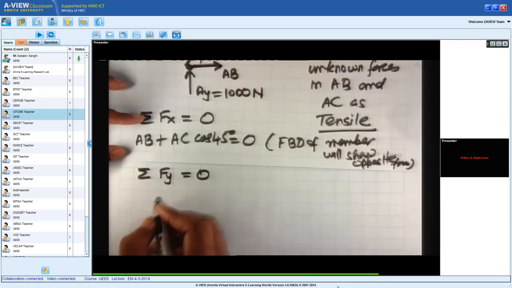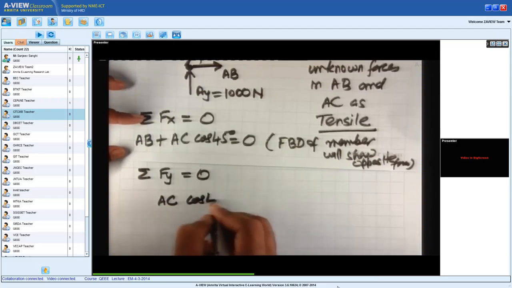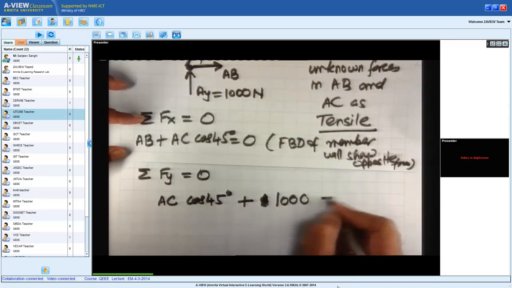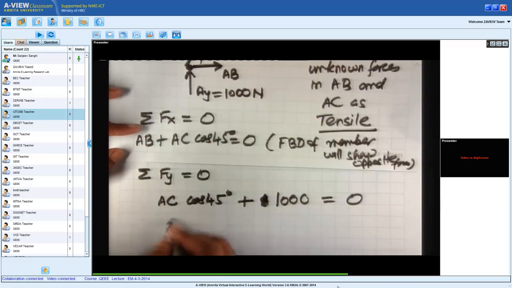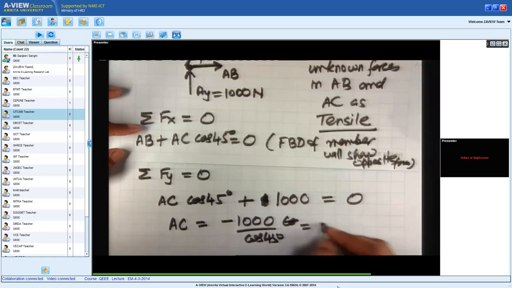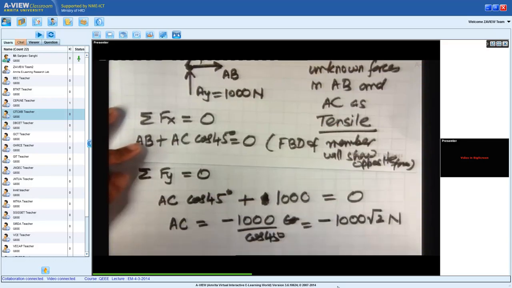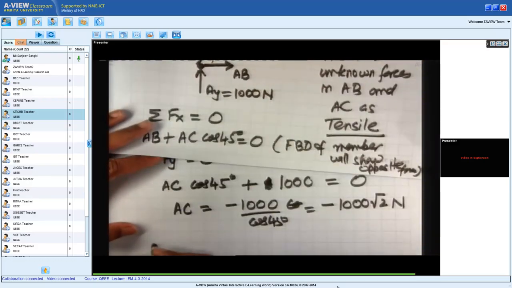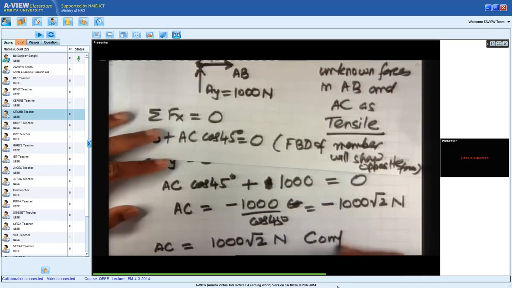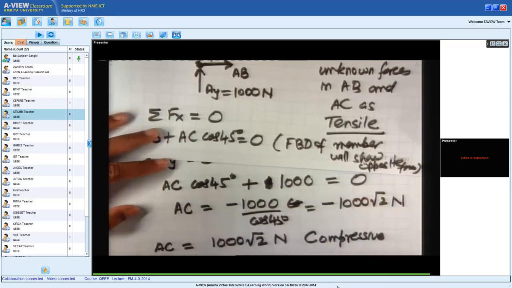So now what I will get is AC cos 45 degrees plus 1000 is equal to 0. So this gives me AC is equal to minus 1000 divided by cos 45 degrees. So this is minus 1000 root 2 newtons. Now, what does this tell? Since I had assumed AC to be tensile, the force in AC is 1000 root 2 newtons compressive. Because I had assumed the force to be tensile, I am getting a minus sign.